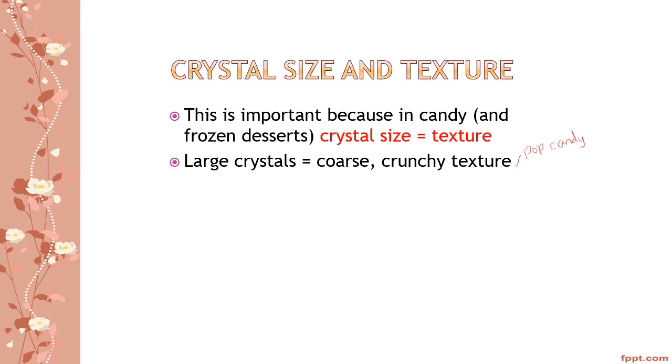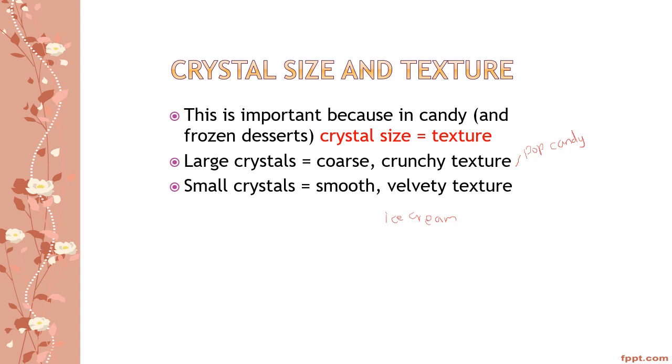Okay, because you want to feel the crunchiness of the crystal. Small crystal is very useful in products that have a smooth or velvety texture like ice cream or yogurt. Okay, you want the texture to be smooth, so you don't want any coarse structure, so you need to have a small crystal.